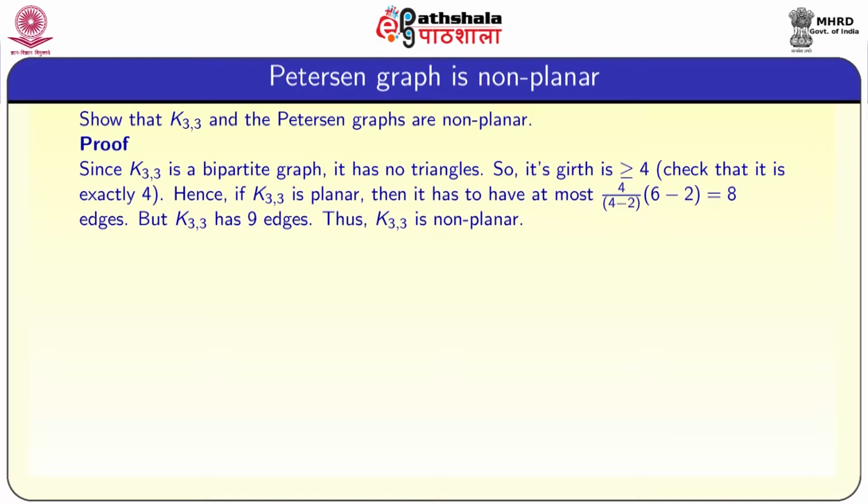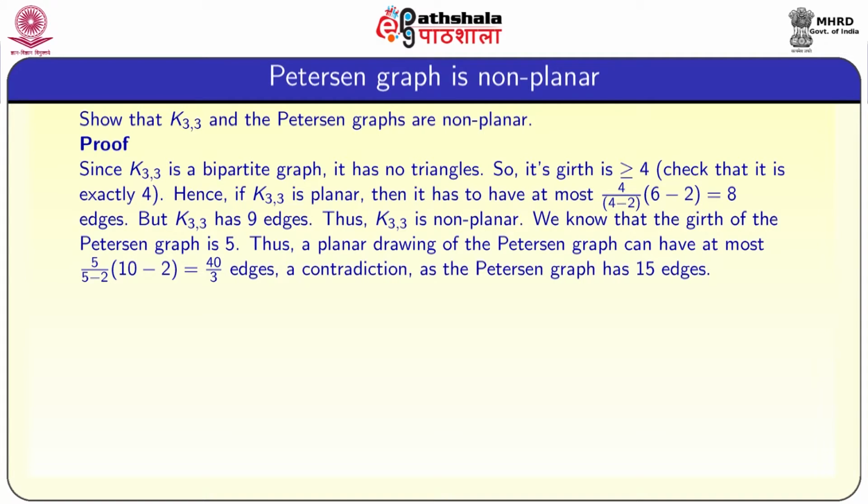So, the main result is that K33 is not planar, and by using that we can also show that the Petersen graph is also not planar. Since K33 is a bipartite graph, it has no triangles, so girth is greater than or equal to 4. Actually in K33 girth is exactly equal to 4. Hence, if K33 is planar, then the number of edges has to be at most 4/(4-2) times (6-2), that is equal to 8. But K33 has 9 edges, thus K33 is not planar.